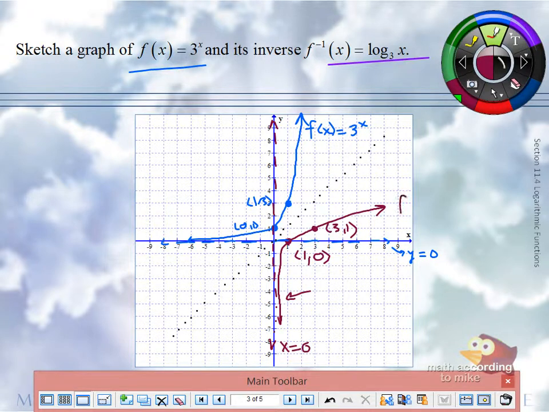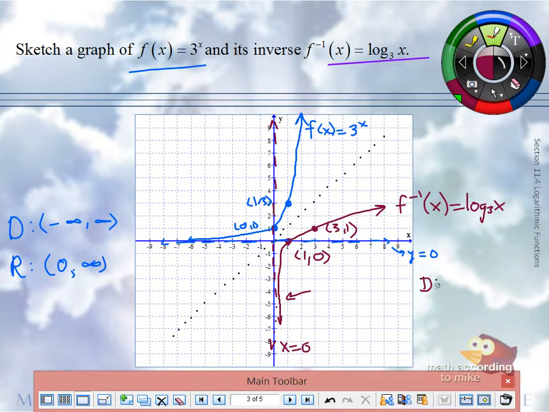The purple one is our inverse, log base 3 of x. So the blue one, how far left to how far right does it go? Negative infinity to infinity. How far down to how far up does it go? 0 to infinity. The purple one, how far left to how far right does it go? How far down to how far up? So notice the domain of one is the range of the inverse.